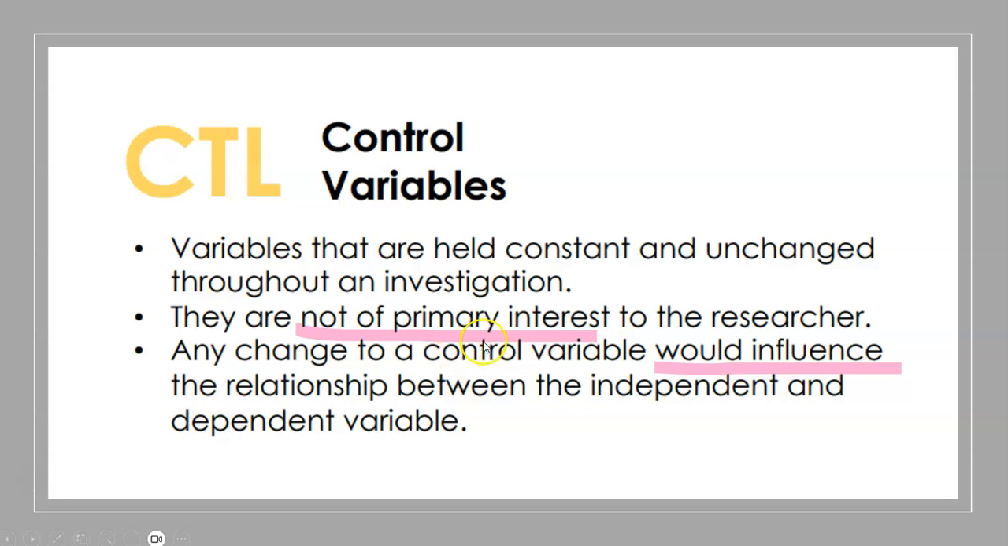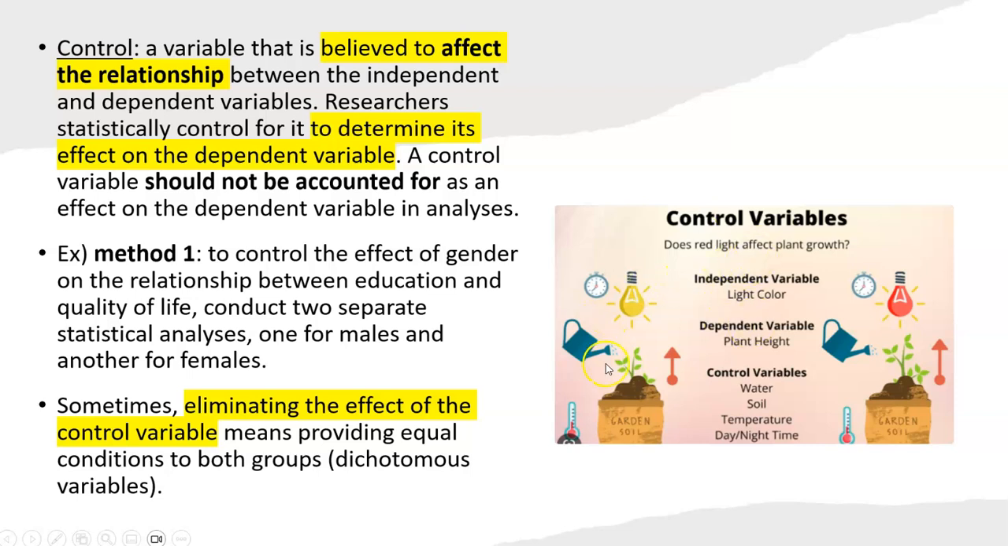So the outcome is not affected by the control variable. In this small image, you can see that the independent variable will be the light, that is a yellow light and then the red light. And the dependent variable is the plant height. So the height of a plant is affected by the light color, that is, yellow or red.